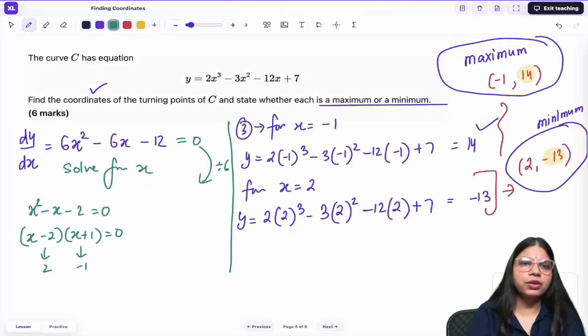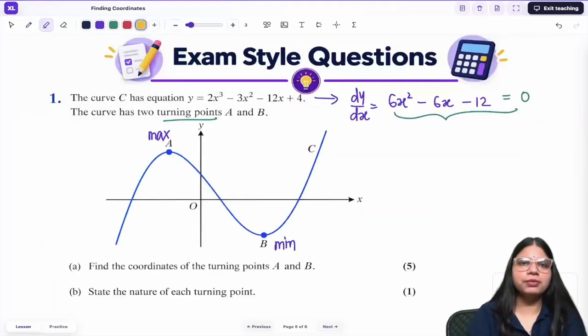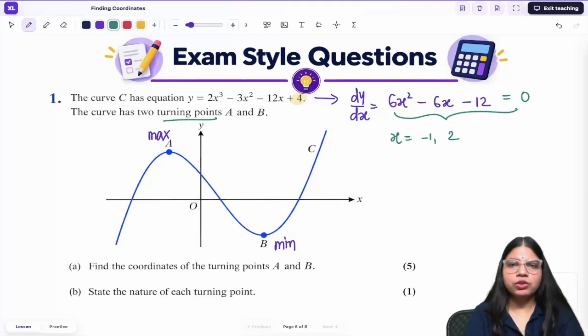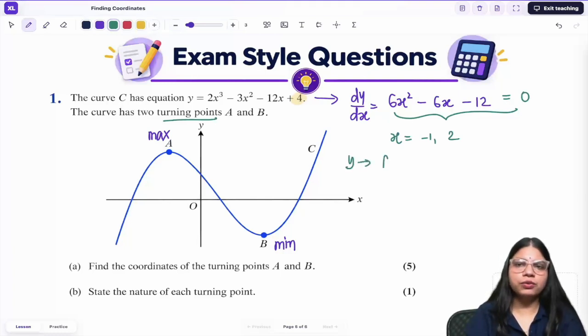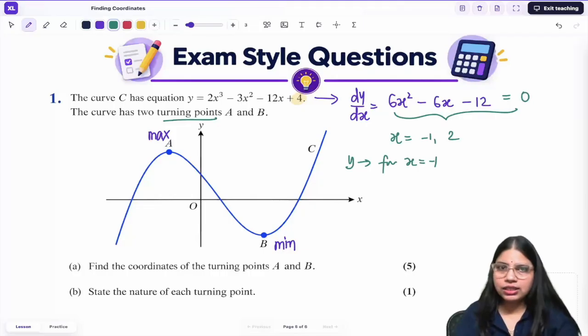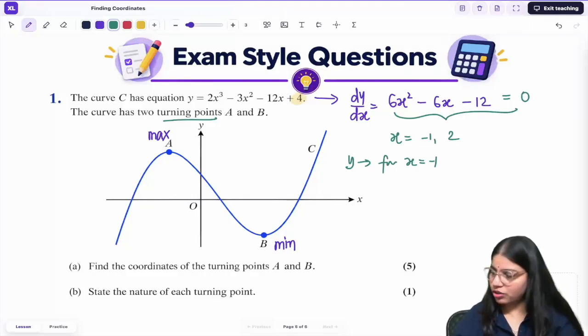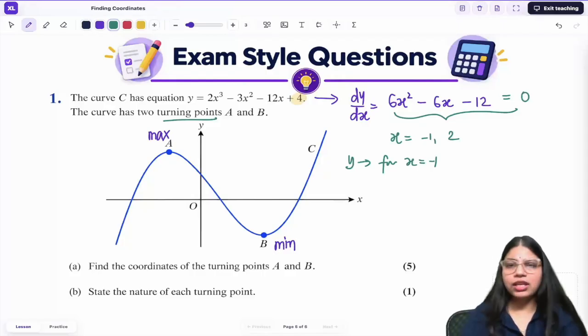We already have done this equation earlier. If you see the quadratic equation, it turns out to be the same, but the answer will change a bit because the y-intercepts are not the same. So we will be getting x values to be minus 1 and 2. Now we just need to find out y. So y for x equals minus 1: I'll just directly use my calculator this time. 2 times minus 1 cubed minus 3 times minus 1 squared minus 12 times minus 1 plus 4. It gives me 11.